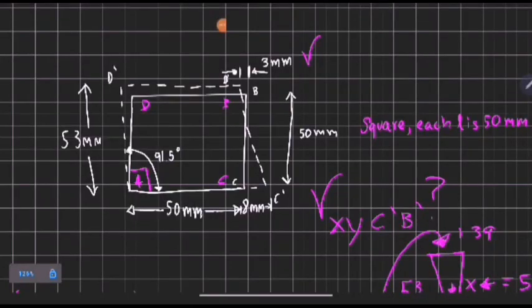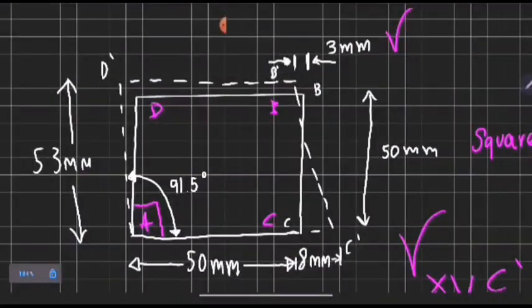Okay, so we have the square with corners A, D, B, and C, and it undergoes some form of deformation so that we now have A, D prime, B prime, and C prime. This new shape is drawn with the dashed lines. The distance from A to D prime is 53 millimeters. D prime to B prime is unknown but also unnecessary.